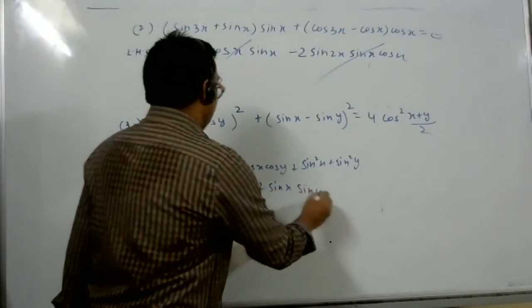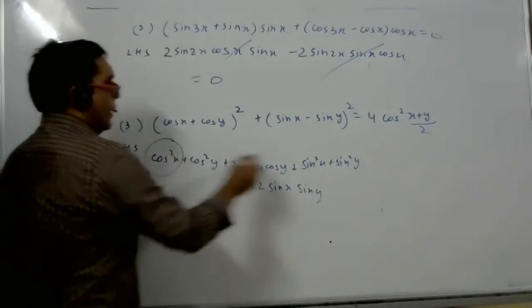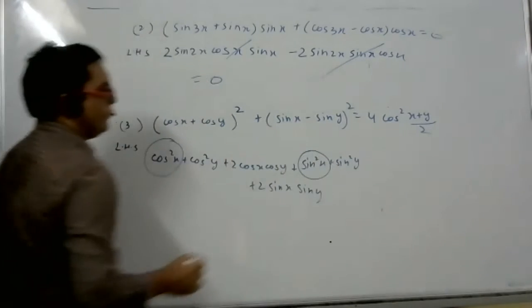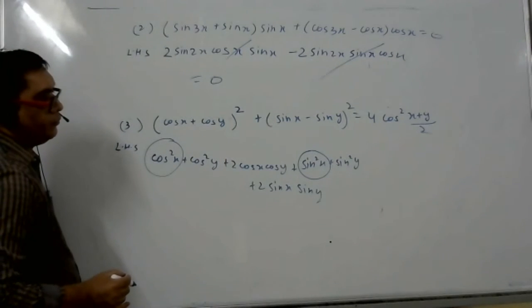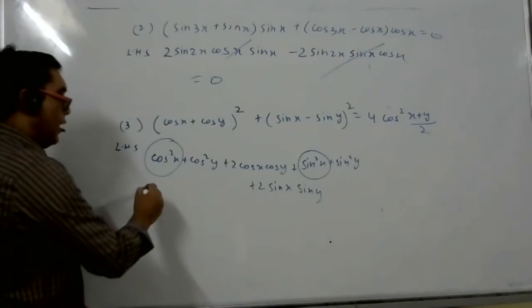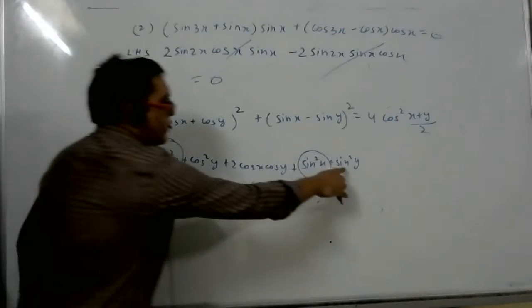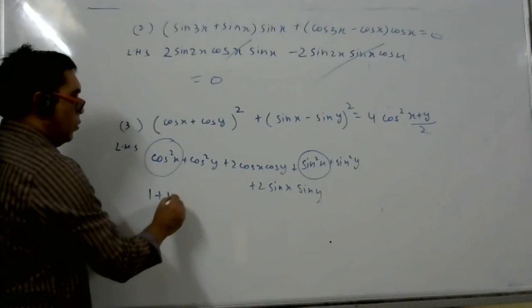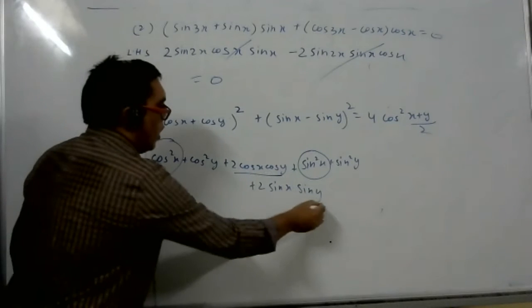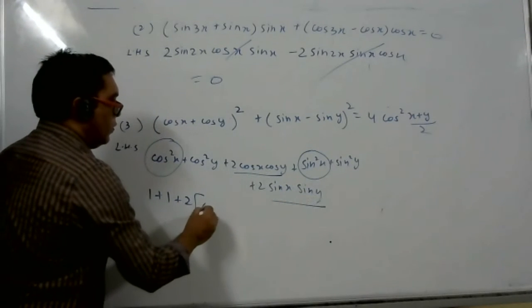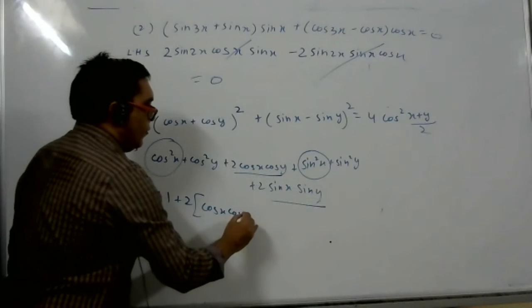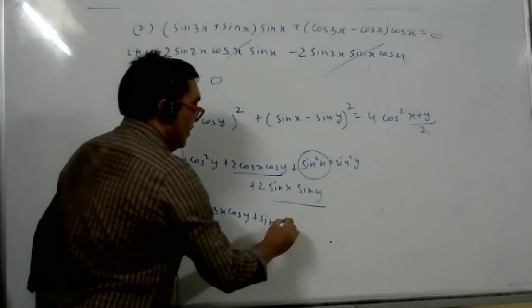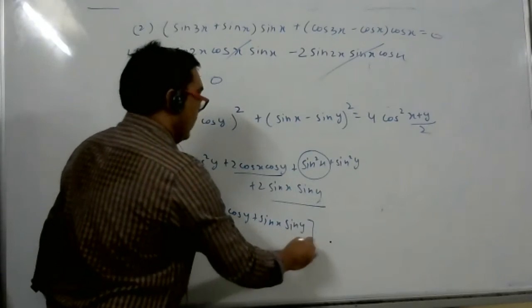Student, tell me, cos square theta plus sin square theta, how much? 1. Cos square y plus sin square y, how much? 1. In these two terms, take 2 common. 2 went out. Cos x cos y plus sin x sin y. Whose formula is this? We're not getting the answer.